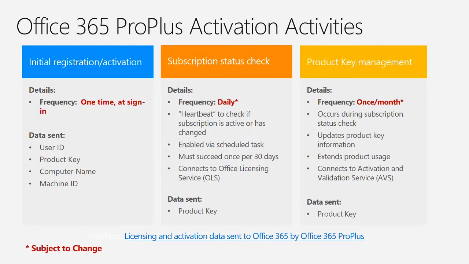So that's a daily check. You can see it here in the orange. It sends data, it sends the product key, and makes sure that you're still licensed for the product. That way, as people leave the company and you start changing licensing, et cetera, that's how it checks in and makes sure that you have that licensing available.